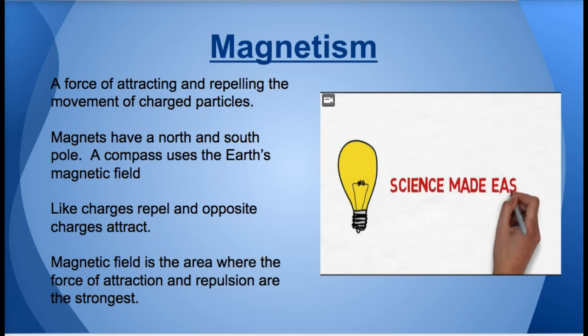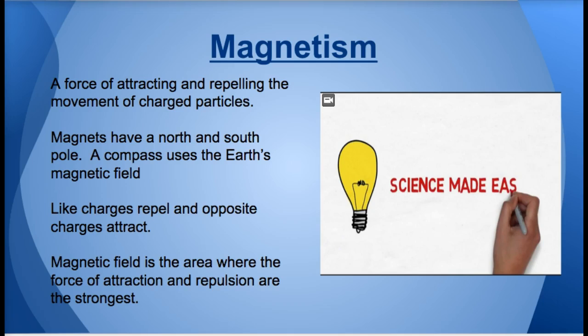Magnetism is a force where moving particles attract and repel. Notice that the title Magnetism is linked to a web source where you can find more information. All magnets have a north and south pole and a magnetic field that surrounds the poles, either as an attraction or repulsion. Every magnet has a magnetic field where the force of attraction and repulsion are the strongest.